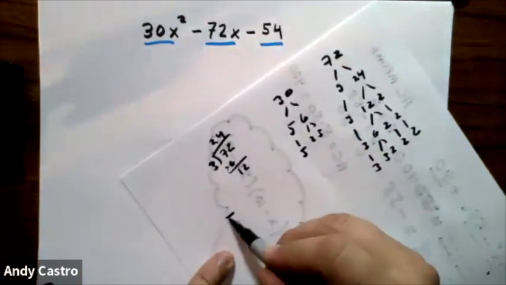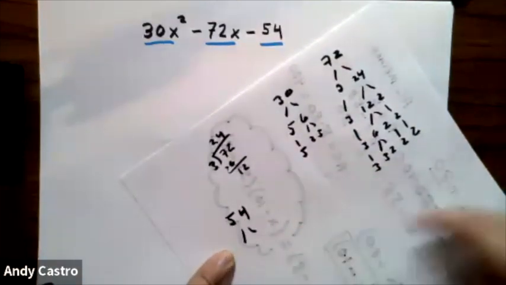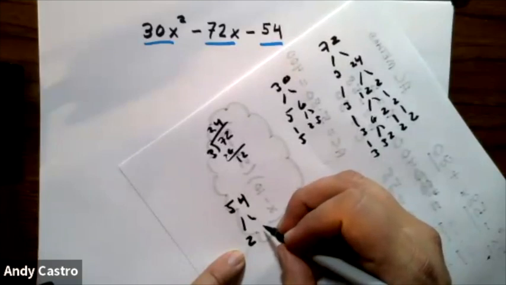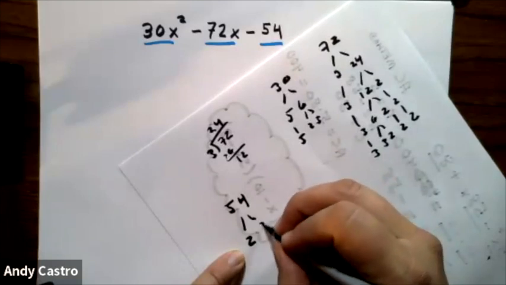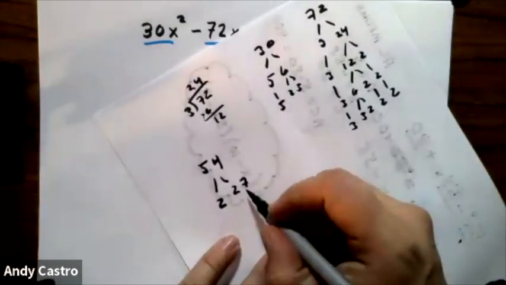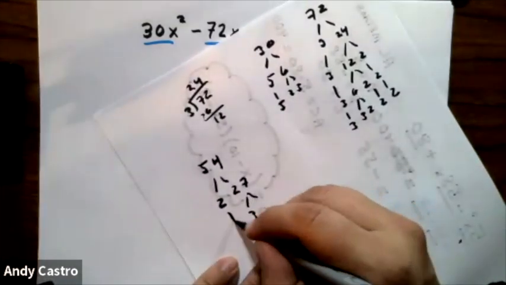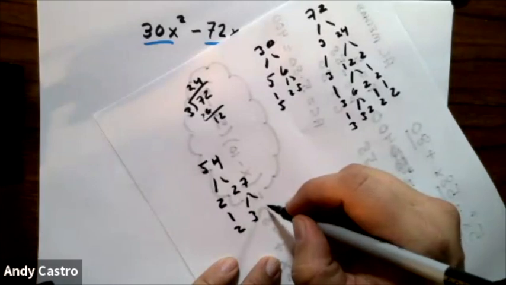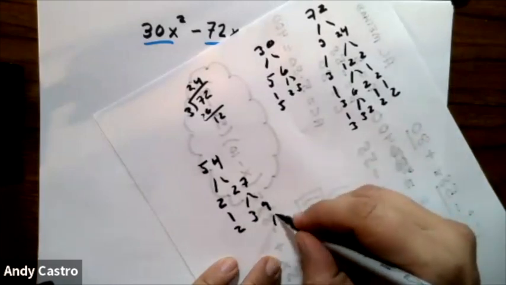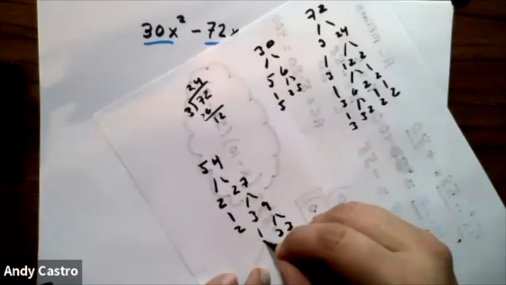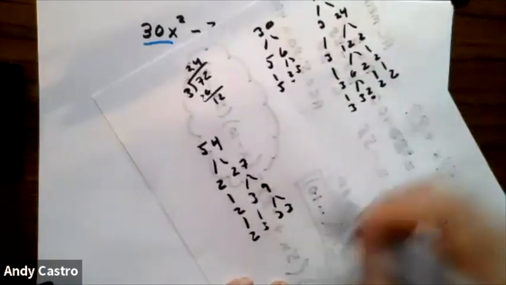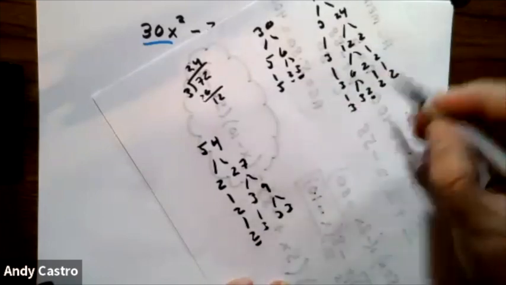And 54. 54 divided by 2, let's see, that's 27. And then 27 divided by 3 is 9. And then 9 obviously is 3 and 3. 3 and 2. Okay, so they each have a 2. They each have a 3.